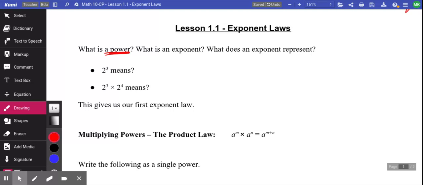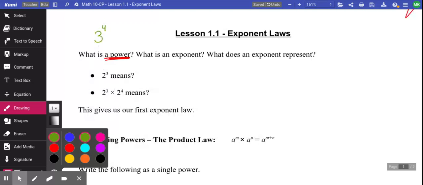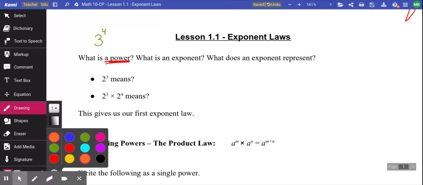So a power is something that has an exponent. So for instance, if you had something like 3 to the power of 4, this entire thing is a power.